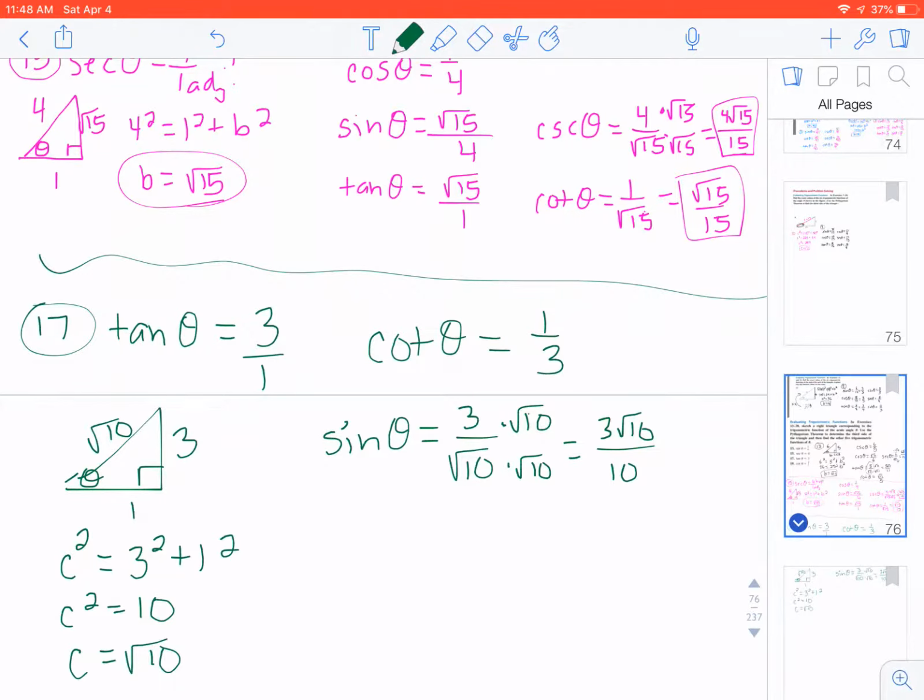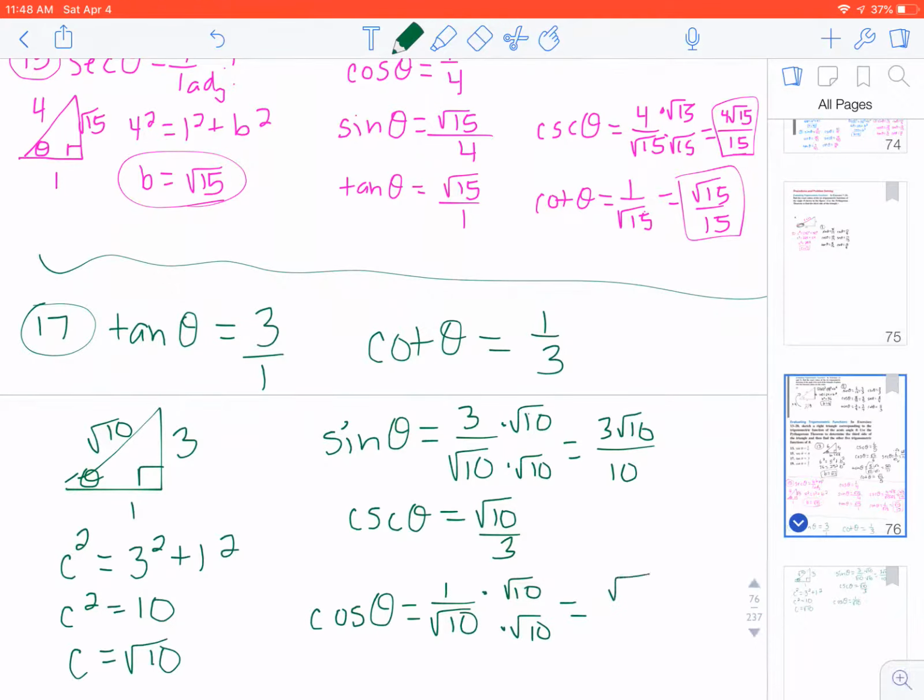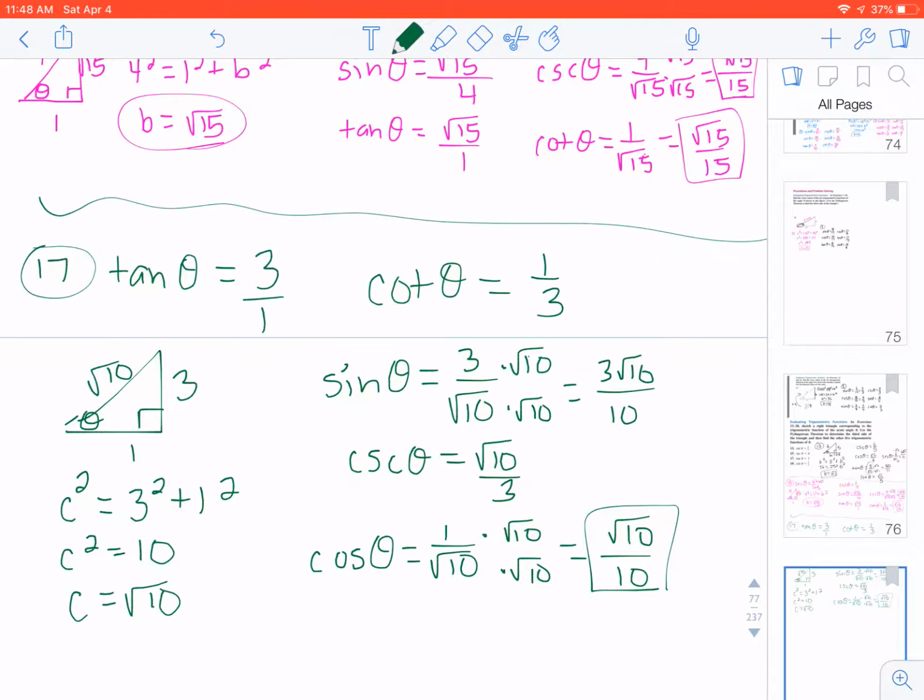Okay. The reciprocal of sine theta is cosecant theta. So you're going to take the reciprocal of that, the square root 10 over 3. Always go back to that original fraction. Cosine theta is adjacent over hypotenuse. So again, rationalize that denominator. Multiply the top and bottom by square root 10. So you have square root 10 over 10. The reciprocal of that is secant. So secant theta, go back to your original fraction and take the reciprocal. So square root 10 over 1. If you leave it as square root of 10, that's fine.